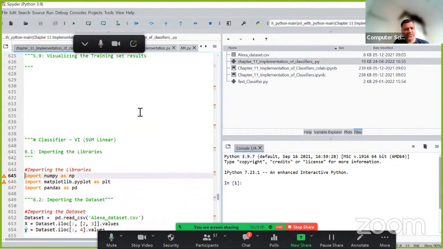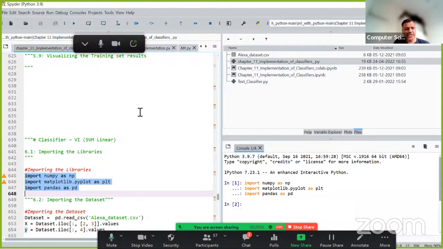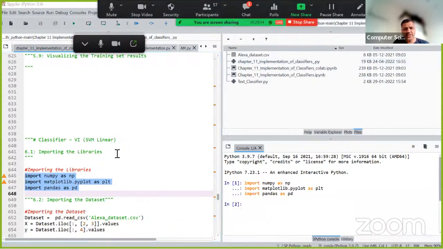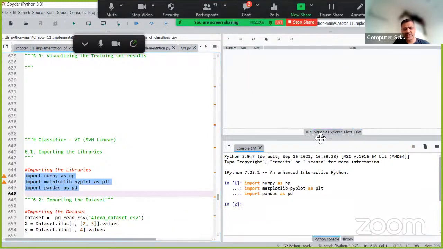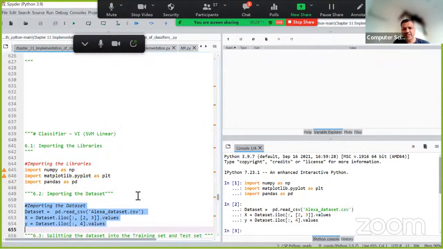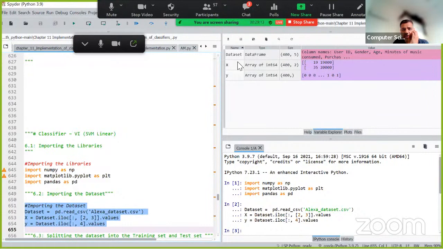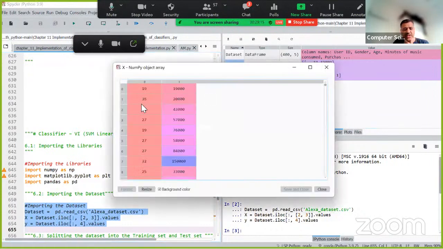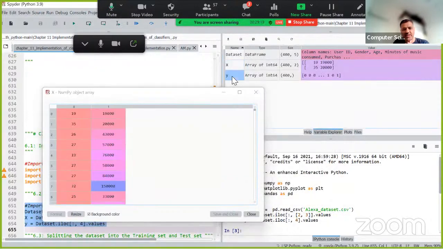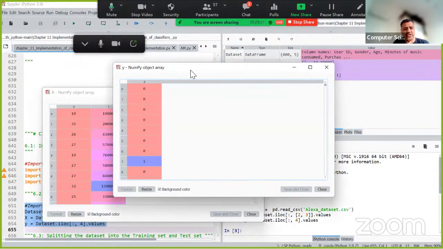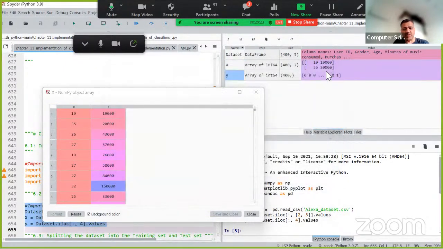You know that first of all, we have to import the libraries. So I am importing all these. Let's open the variable explorer. Then we are creating X and Y, opening our data set. You can see here I have age and minutes of music, just to revise. And this is our class attribute, whether the person is going to purchase the product or not.